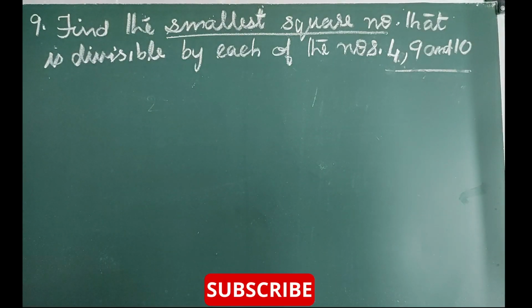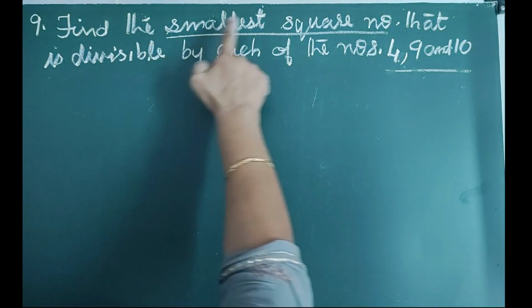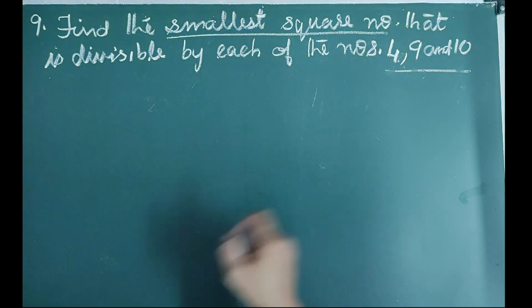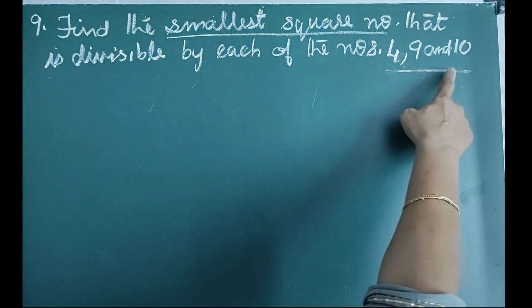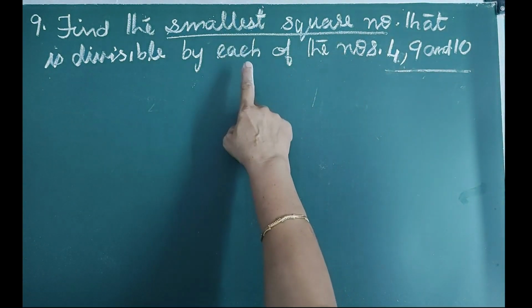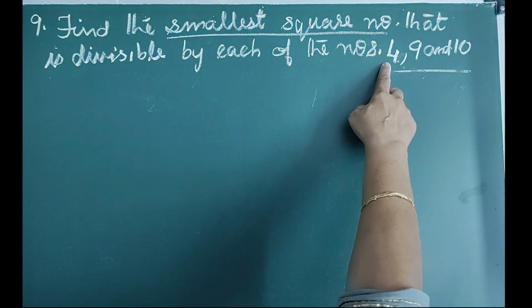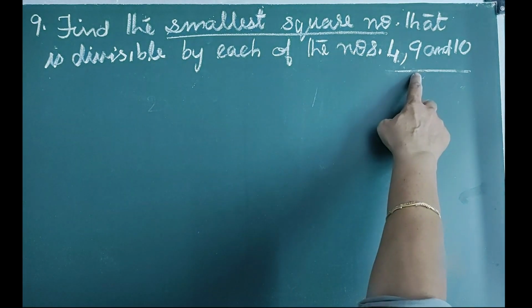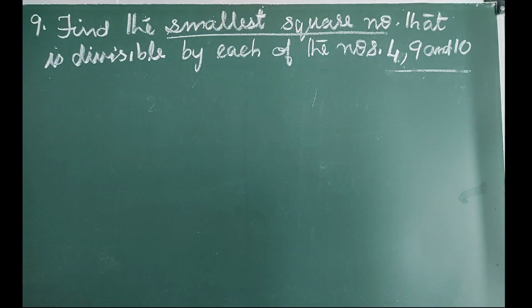Question number 9. Find the smallest square number that is divisible by each of the numbers 4, 9 and 10. Here we have to find the smallest square number which is divisible by each of the numbers 4, 9 and 10. That is, the required smallest square number is divisible by 4, is divisible by 9 and is divisible by 10 also.